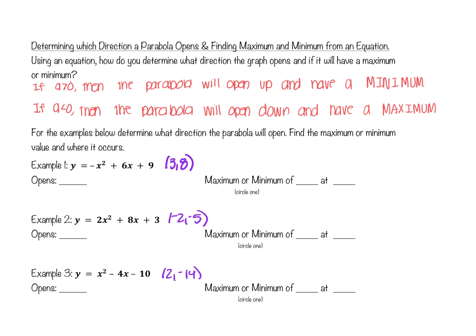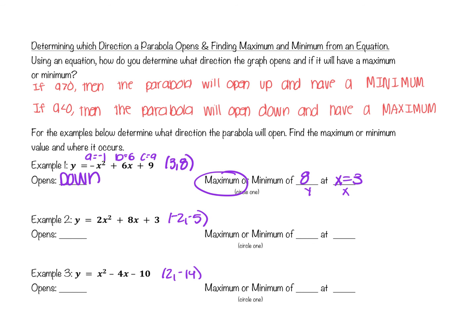So then here, I just need to look, I know a is negative 1, b is 6, and c is 9. If I look at a is negative 1, which is less than 0 since it's negative, I know this is going to open down, which tells me that it is going to be a maximum. I know this is my y value, this is my x value, so this is a maximum of 8 at x equals 3.